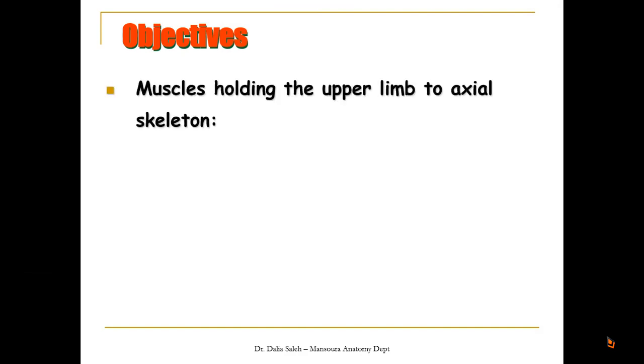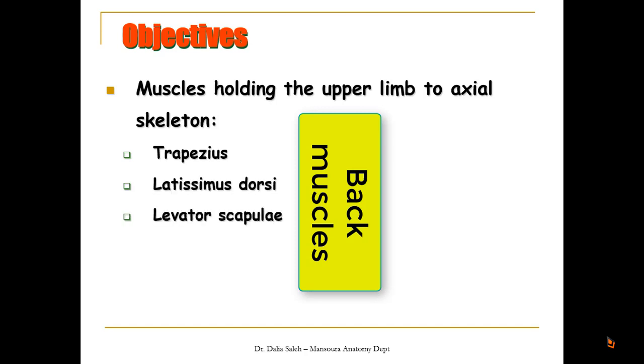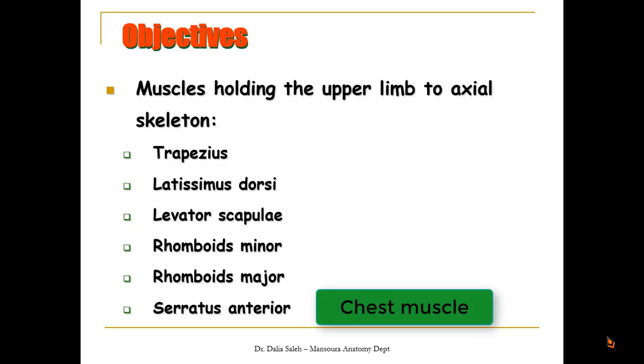To carry on with the upper limb lectures, I'm going to cover in this presentation some of the muscles of the upper limb. I'm Dr. Dalia Saleh, professor and head of the anatomy department at Mansoura University, Egypt. The objectives of my presentation are the muscles that hold the upper limb to the axial skeleton. I'm going to focus on the trapezius, the latissimus dorsi, the levator scapulae, the rhomboid minor and rhomboid major muscles, and also the serratus anterior muscle.